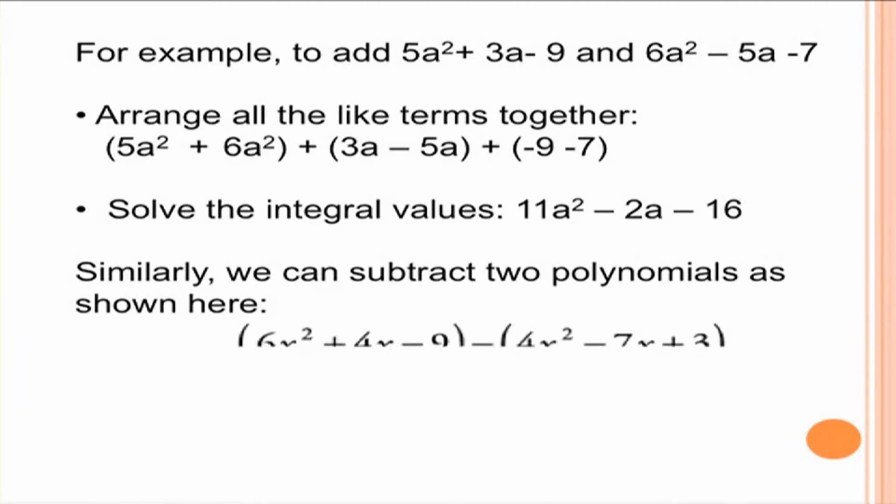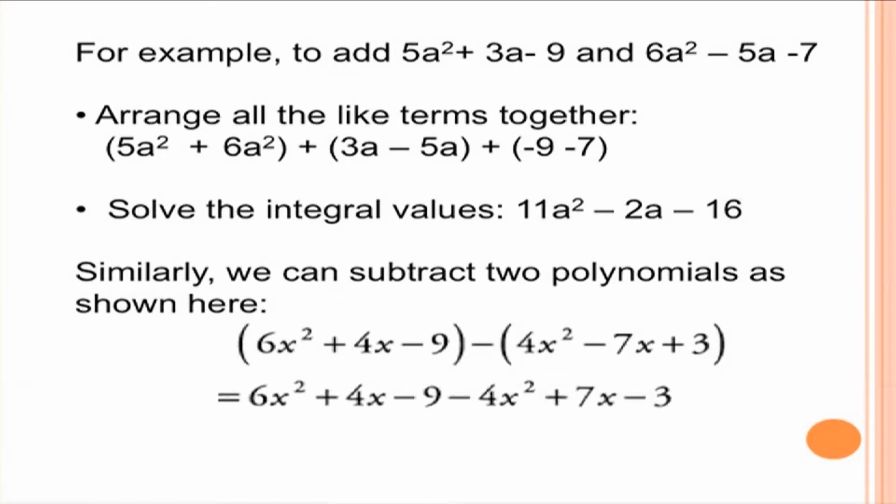Similarly, we can subtract two polynomials as shown here. 6x square plus 4x minus 9 minus, in brackets, 4x square minus 7x plus 3 will give us 2x square plus 11x minus 12. Next we come to multiplication of polynomials.